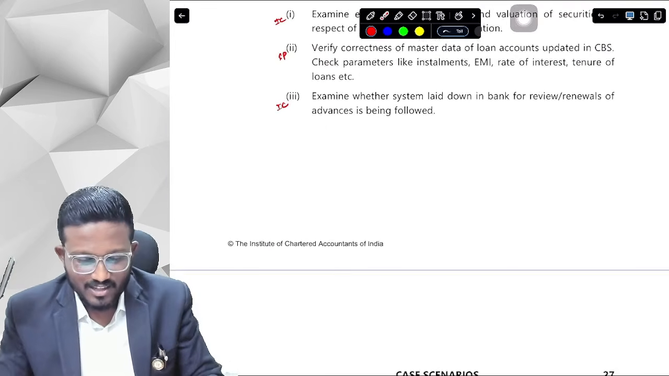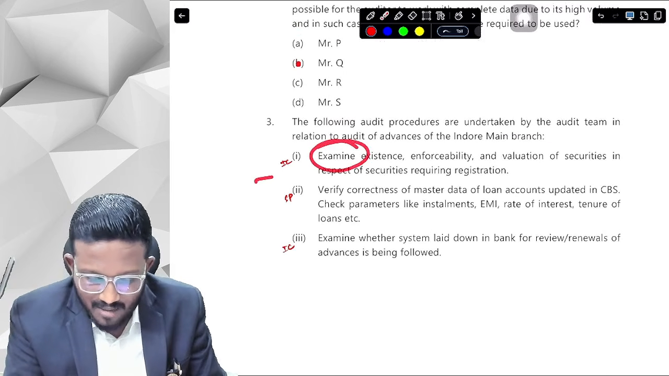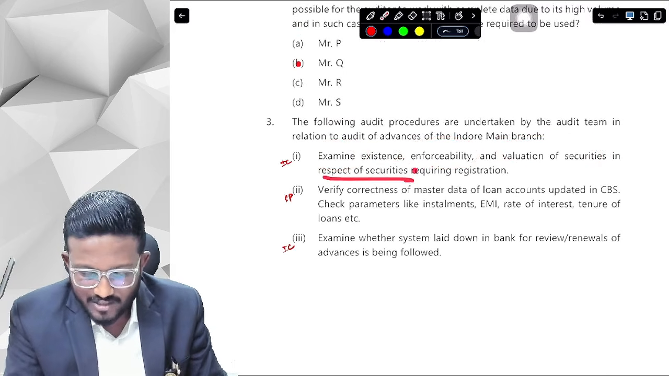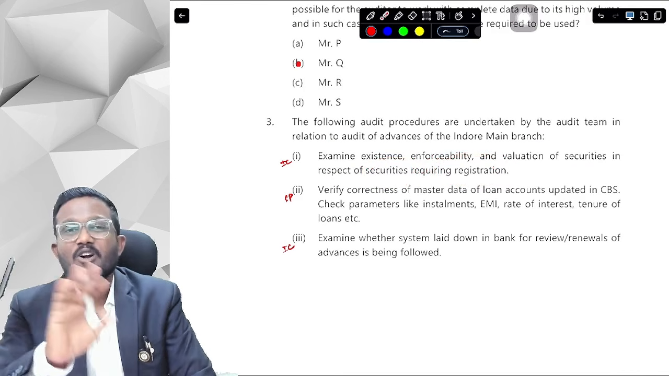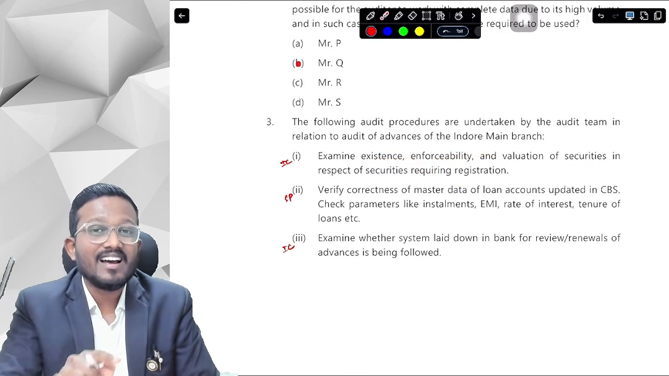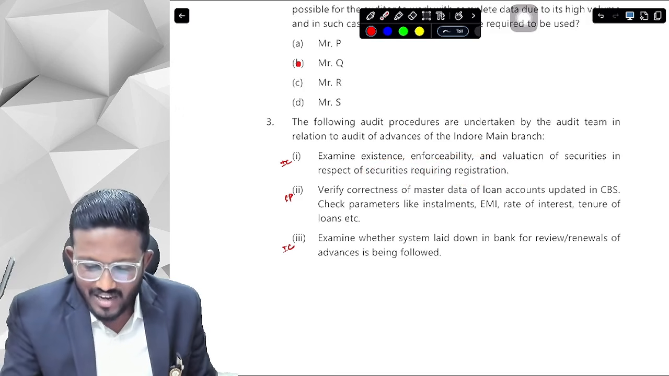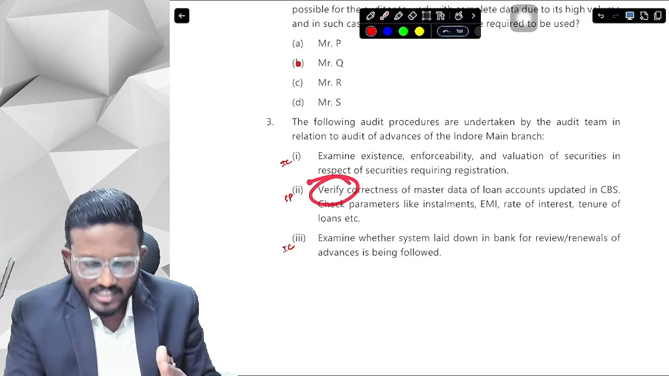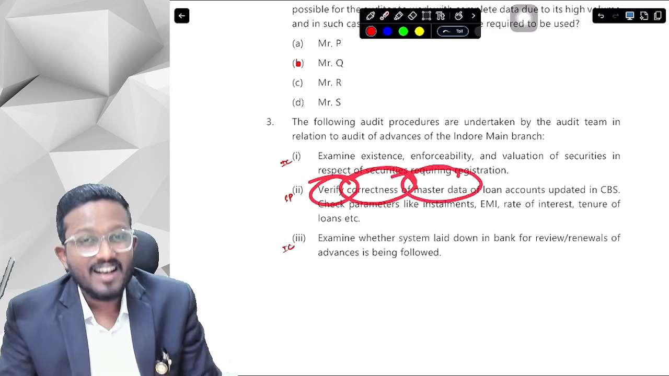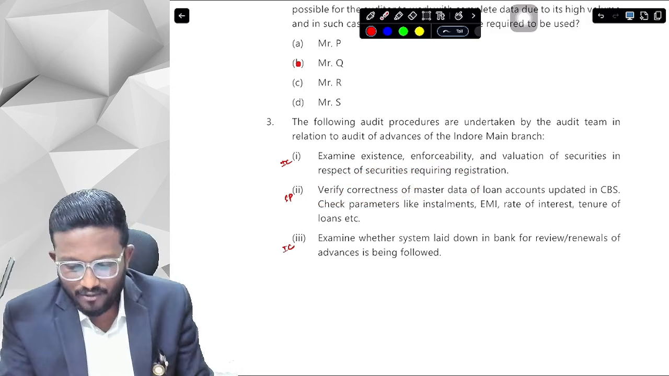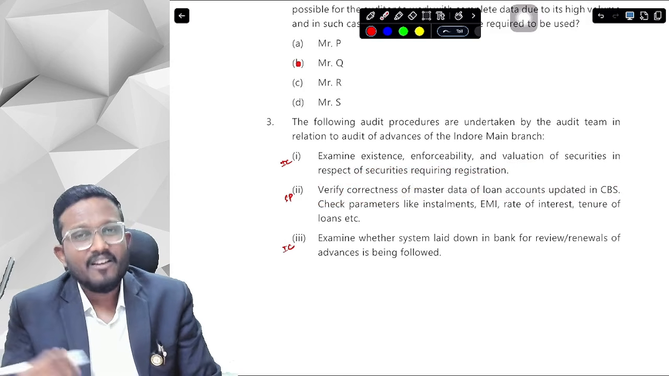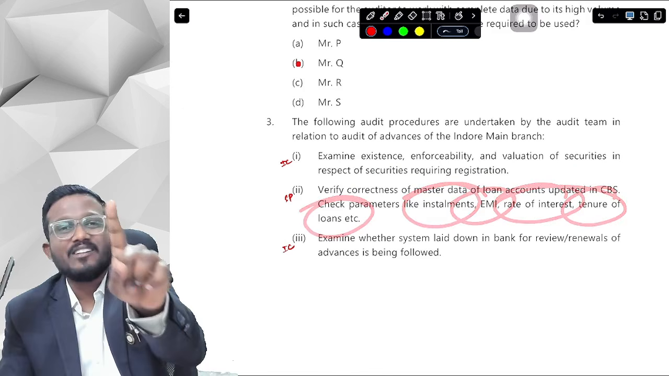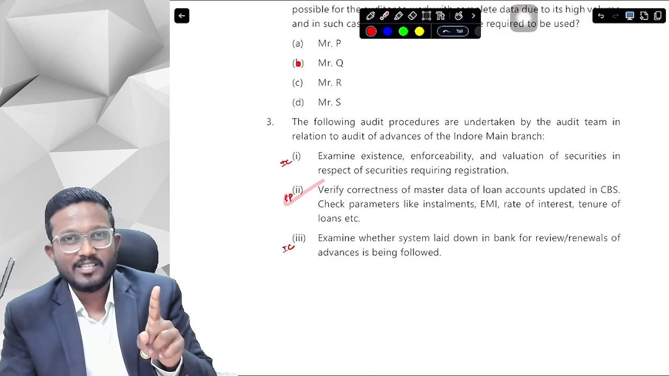Okay, yes sir. So first of all, it says that we are examining the existence, enforceability and valuation of securities in respect of securities requiring registration. This is not covered under substantive procedures. This is covered under evaluation of internal control. Second, we are verifying the correctness of master data. The master data, that is the permanent data of the loan accounts updated in the CBS. We are checking parameters like installments, EMI, rate of interest, tenure of loan. This is your substantive procedure, so the second is a substantive procedure that Mr. Y should focus upon.